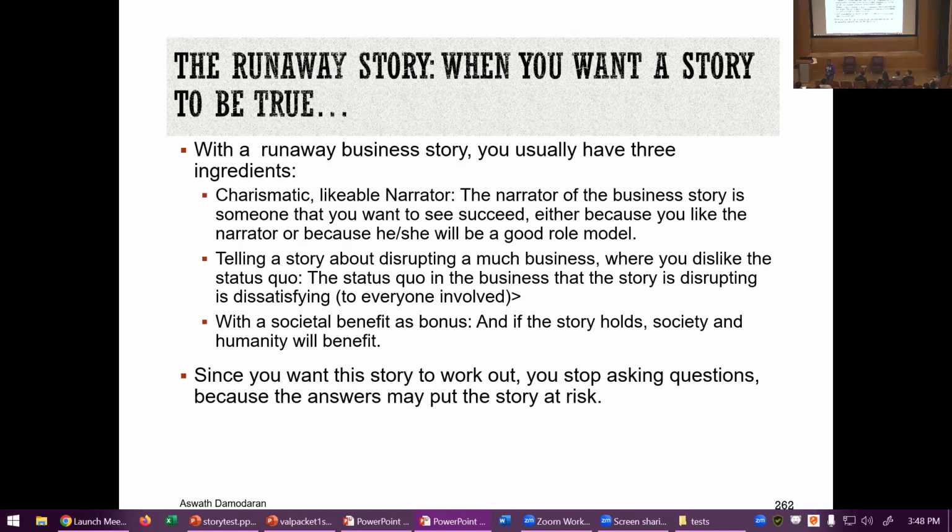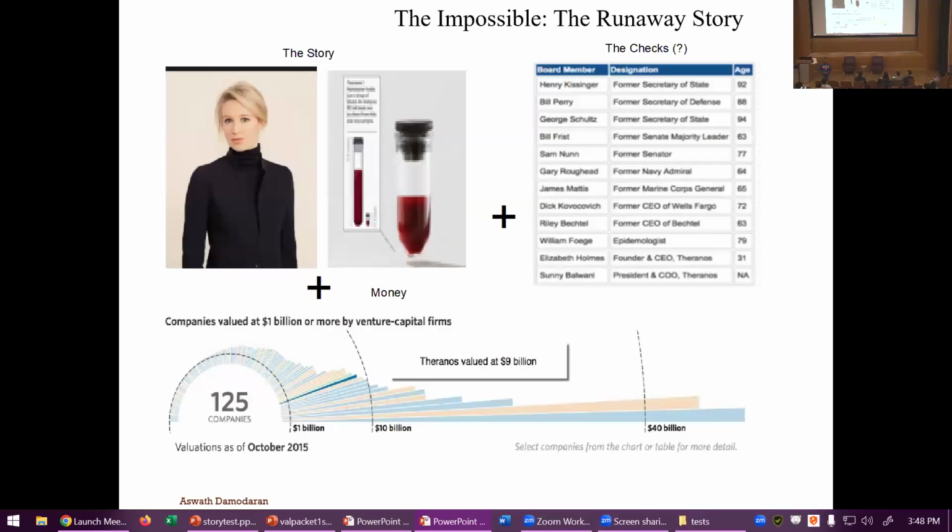Come on. And oh, I forgot to say this. She's also going to give these blood tests away free to parts of the world where people can't afford the blood test, and you're going to save tens of millions of people in the process. Don't you want the story to be true? I did. This is, of course, the true story of Elizabeth Holmes and Theranos. She drops out of Stanford, starts a company.